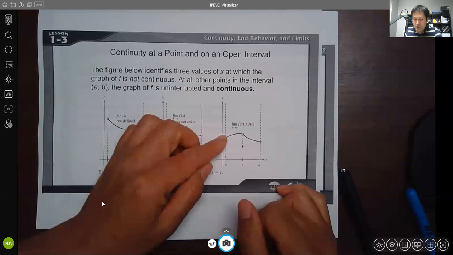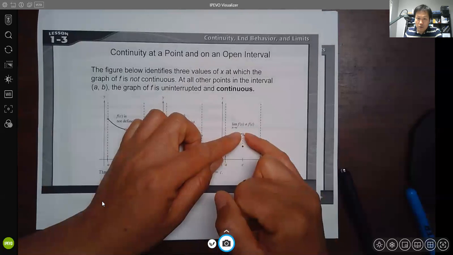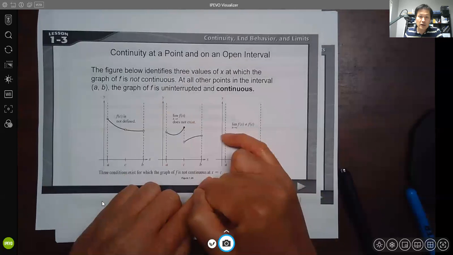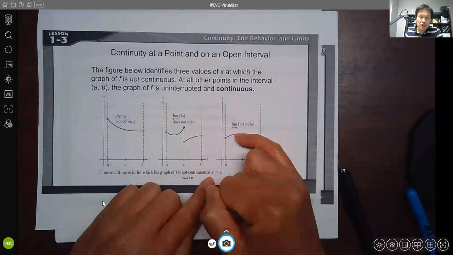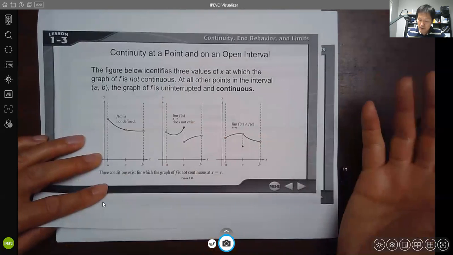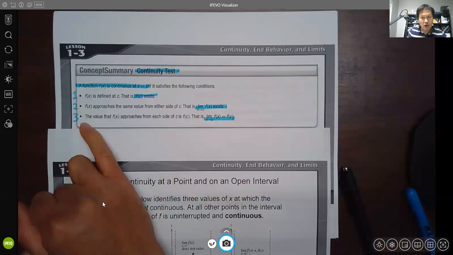As x approaches c, left-hand limit. As x approaches c, right-hand limit. Do they match the same value? Yes, whatever that value is, let's say that's a 4. The limit does exist as a 4. I'm just making up a number. So then you pass the second condition, then you have to check the third condition.